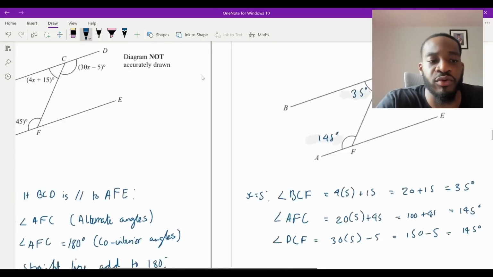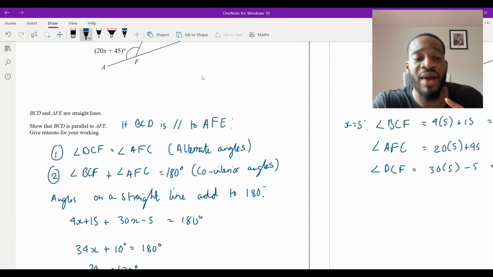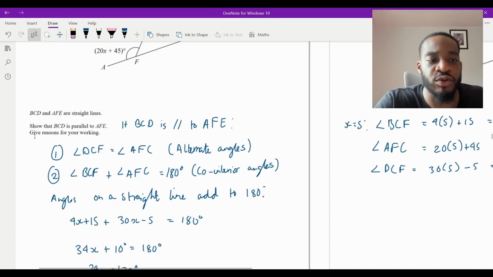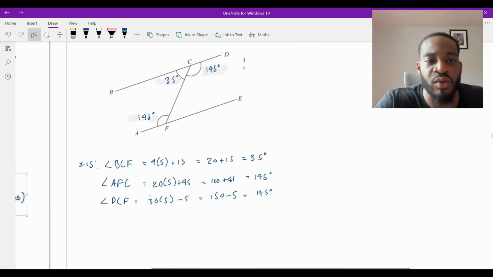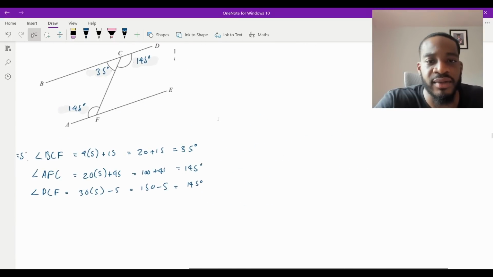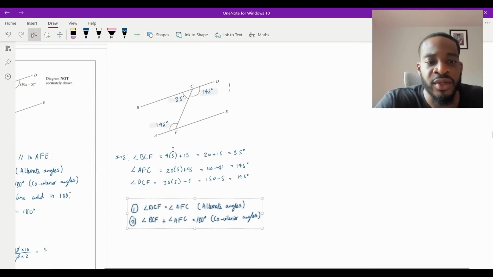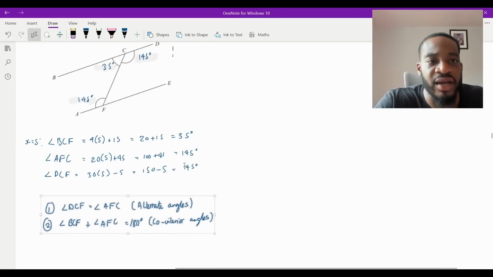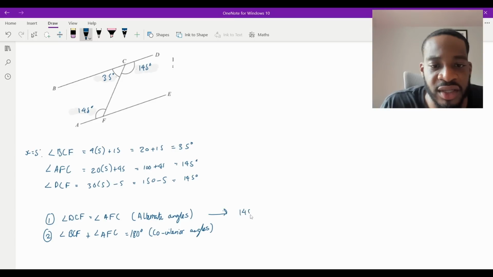So remember what we were trying to prove, right? We're trying to show that BCD is parallel to AFB, and it was only parallel if these rules followed, right? So all you're going to do now is just plug in your angles, and show that the rules are followed. So for this one here, angle DCF is 145 degrees, like that. And this is equal to angle AFC, which is 145 degrees. So that ticks, that works.